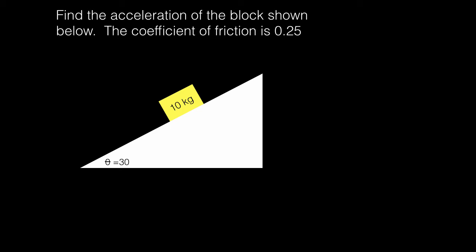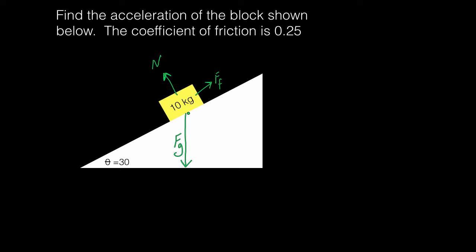So this problem says, find the acceleration of the block shown below. The coefficient of friction is 0.25. Okay, and so we're going to start by drawing our free body diagram. We know that there's a force going straight down toward the center of the earth called the force of gravity. We know that there's a force going perpendicular from the surface of the ramp, straight up, called the normal force. We know that there's going to be this force of friction that's opposing the motion. The motion's going down the ramp.